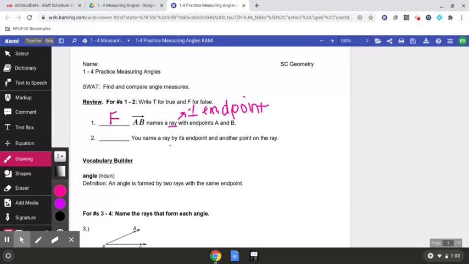Second is you name a ray by its endpoint and one other point. And so that is true. It has one endpoint, and then you have to pick another point on that ray to be able to name it. So this is true.